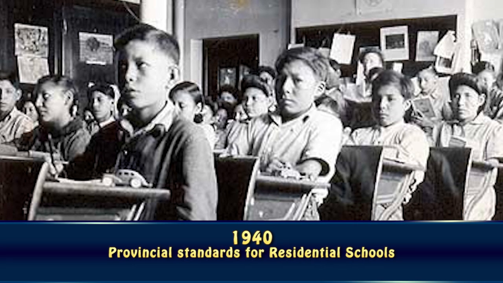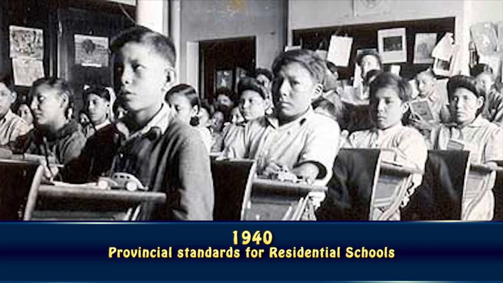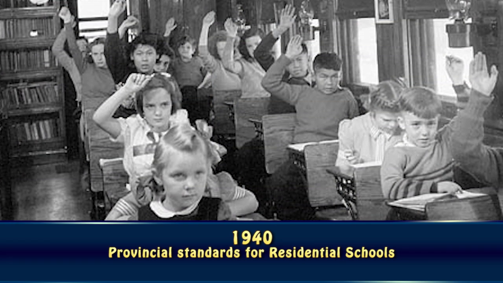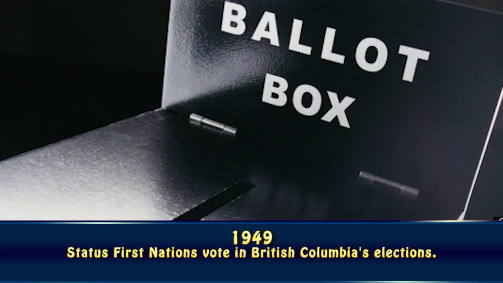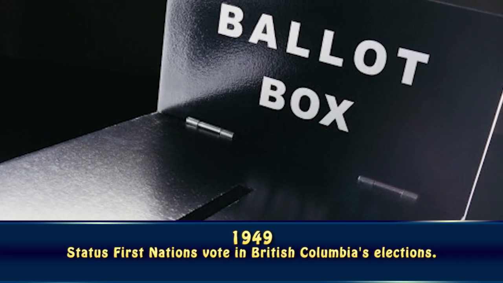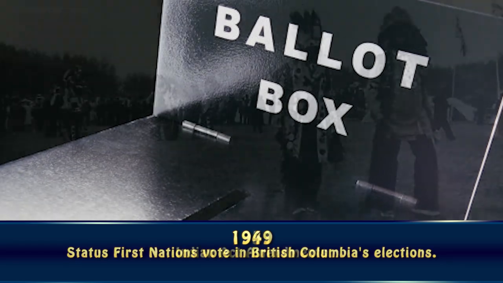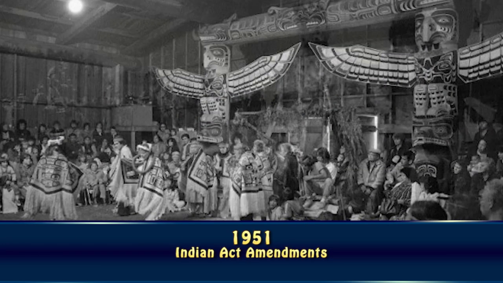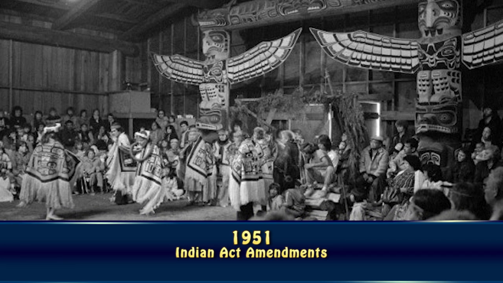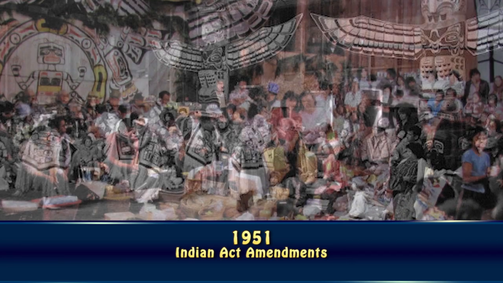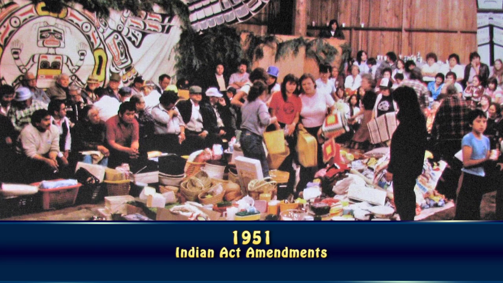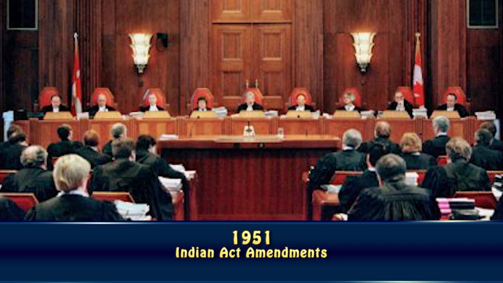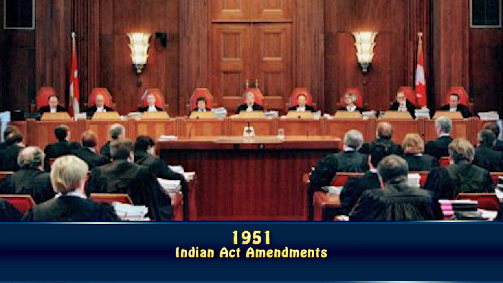The federal government begins to apply provincial curriculum standards to residential schools and to integrate Aboriginal students into regular schools. Status First Nations are permitted to vote in British Columbia's elections. New Indian Act amendments in 1951 removed the restrictions on potlatch, gatherings, and feast laws. Large groups and family could gather again under the new law. The restriction on funding First Nations legal claims was removed.